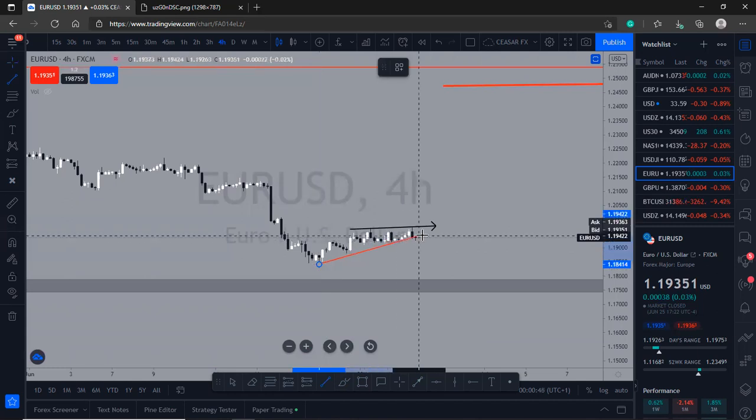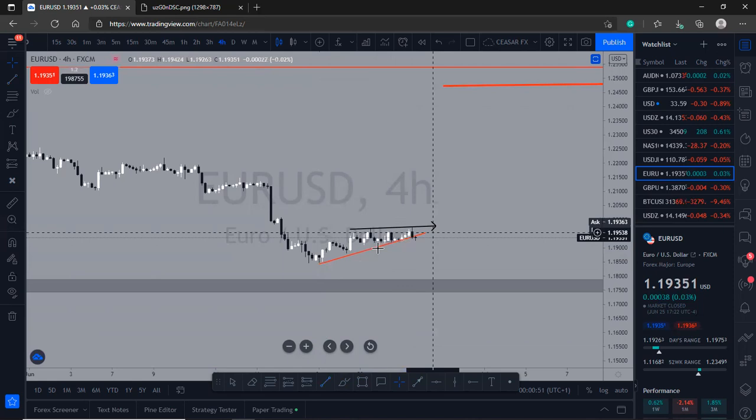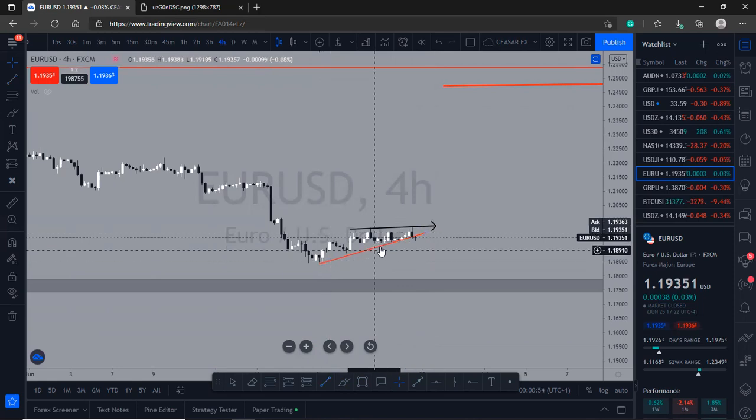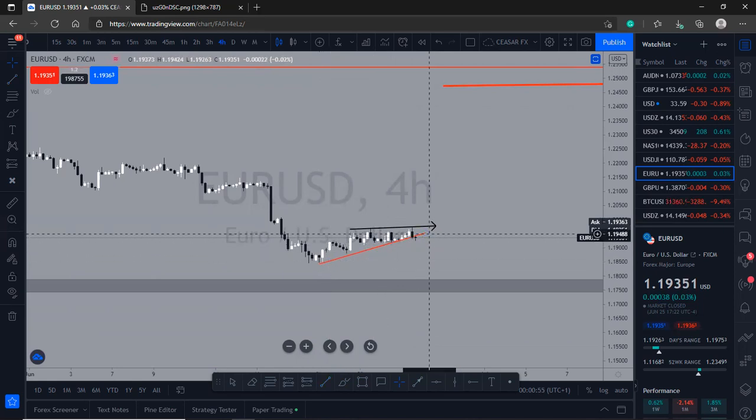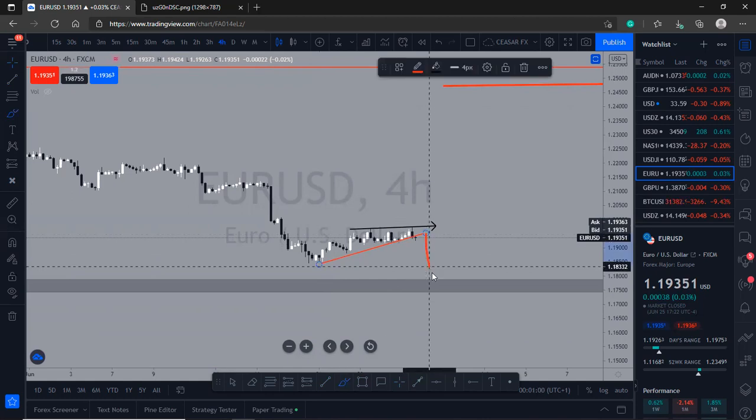There is this trend line, which has liquidity. So the market makers will push the price coming back here, creating another liquidity like this.